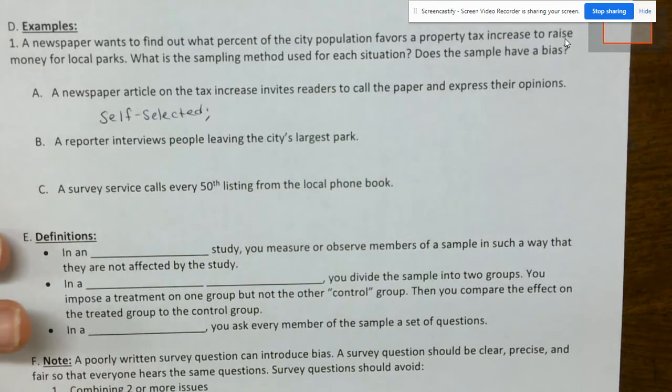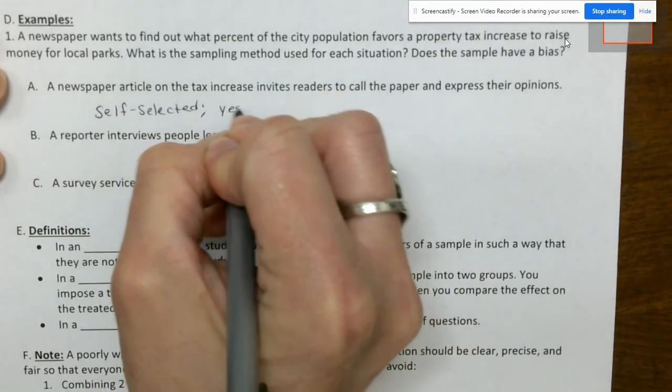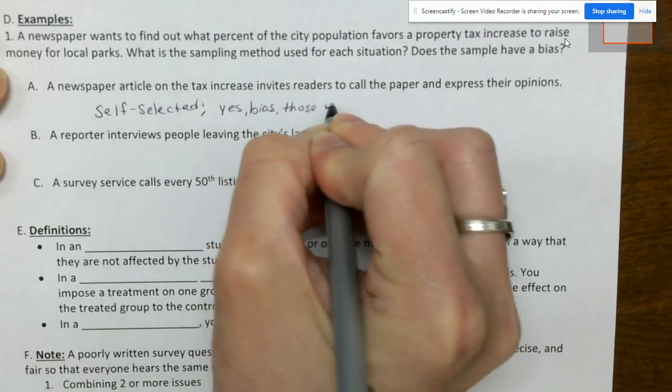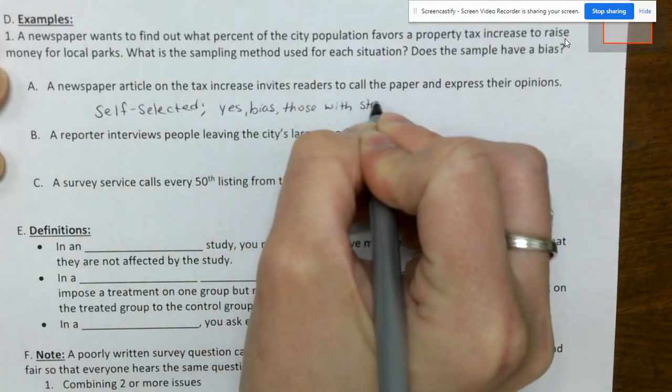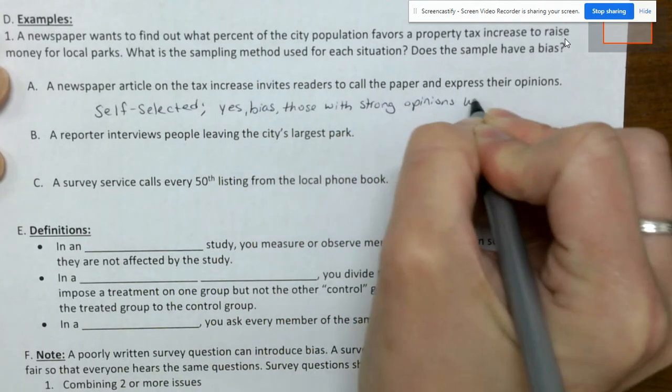It is self-selected. Does the sample have a bias? Well, it does, because only those people who have a strong opinion about the tax increase are going to call in and respond. So yes, bias. Those with strong opinions will respond.